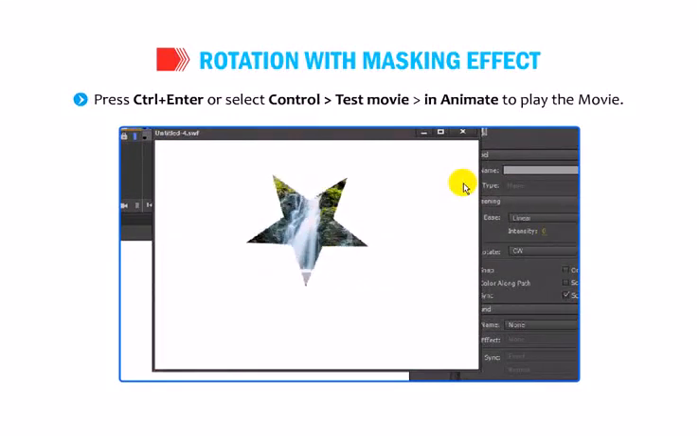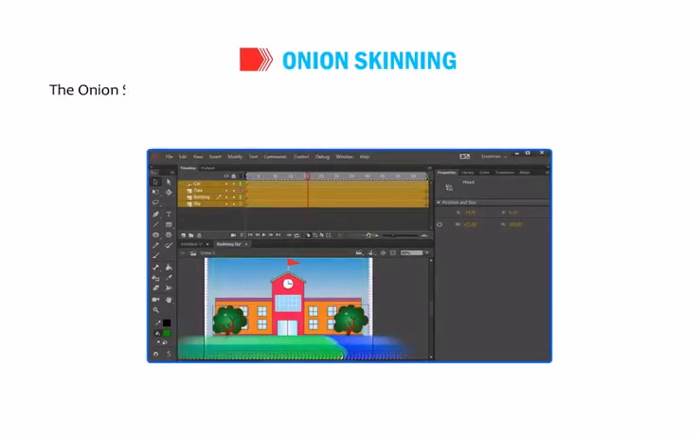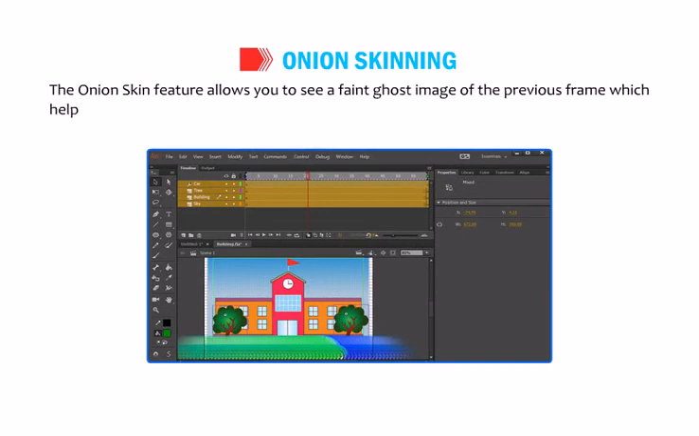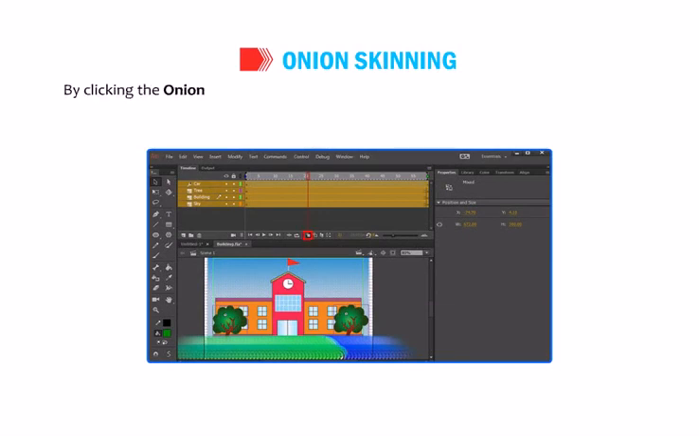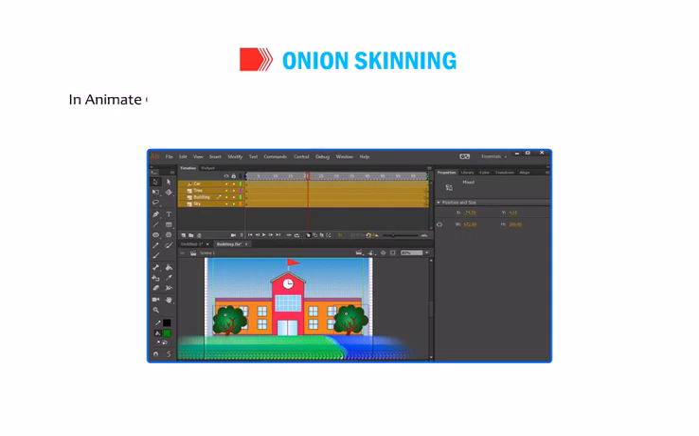Okay students, let's talk about onion skinning. The onion skin feature allows you to see a faint ghost image of the previous frame, which helps you in placing the image for the next frame. By clicking the onion skin option, you can see several frames before and after the current frame. In Animate CC, you can choose between the following two types of onion skinning.